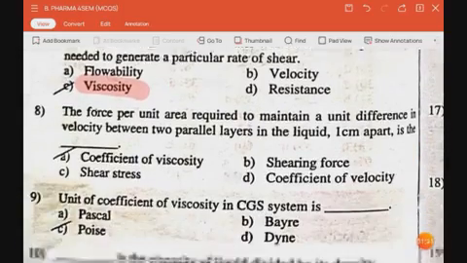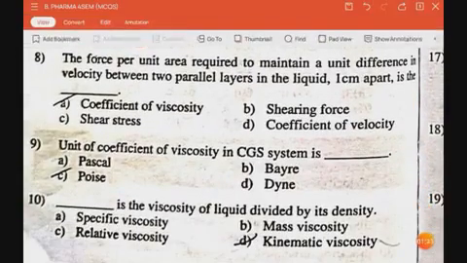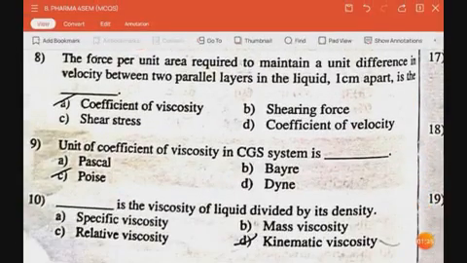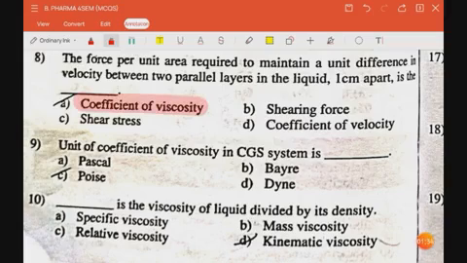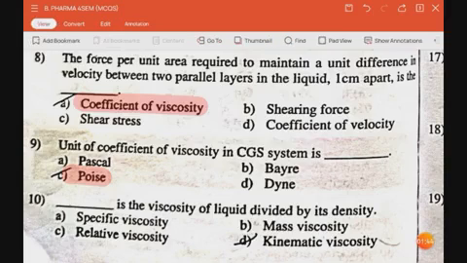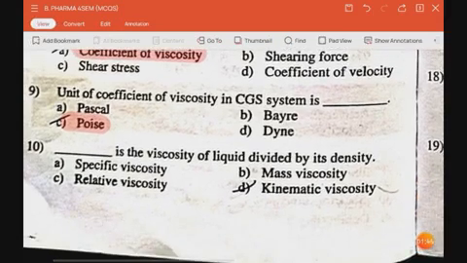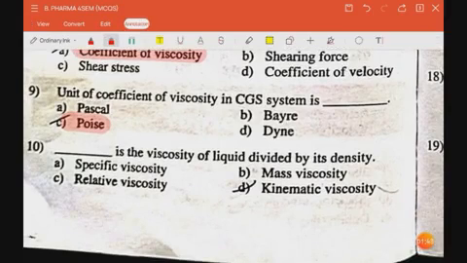The next question is force per unit area required to maintain a unit difference in velocity between two parallel layers in the liquid 1 centimeter apart is the coefficient of viscosity. The next question is unit of coefficient of viscosity in CGS system is poise. The next question is dash is the viscosity of liquid divided by its density. So the answer is kinematic viscosity.